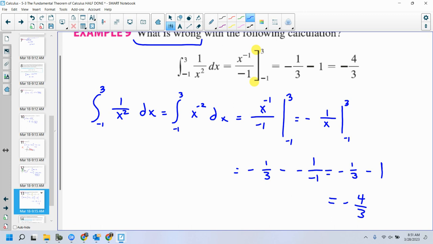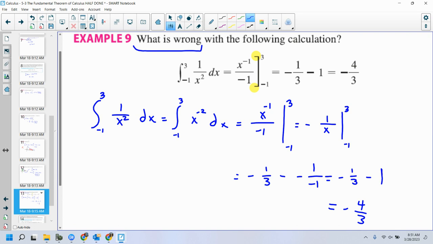So what's wrong with that? Like the question implies, something is wrong. What is wrong? I know. Do you know? This word calculation might be throwing you off a little bit. It might lead you in the wrong direction, to think that something is wrong with the algebra. Nothing is wrong with the algebra of this. Nothing is wrong with the computation of this.